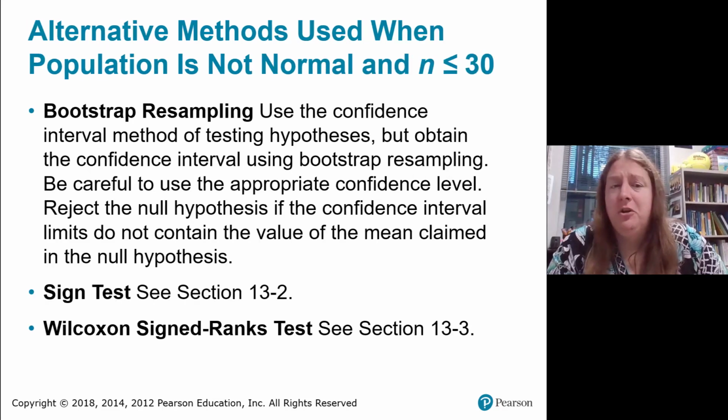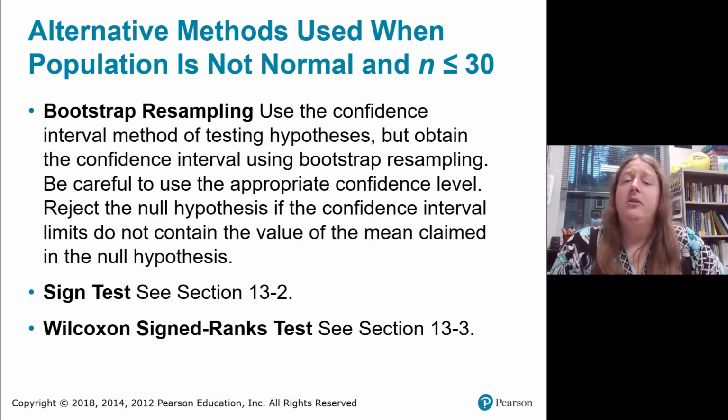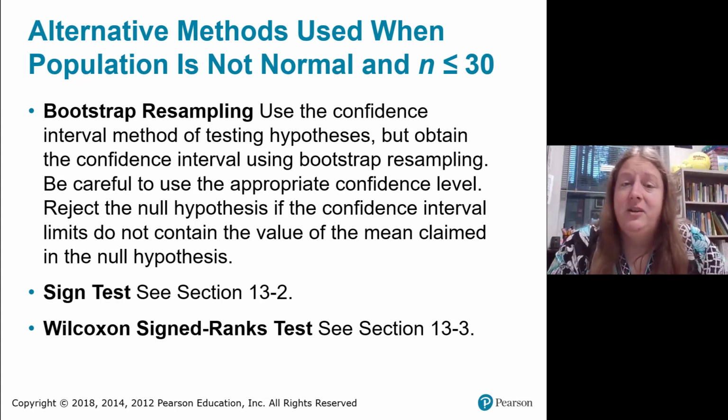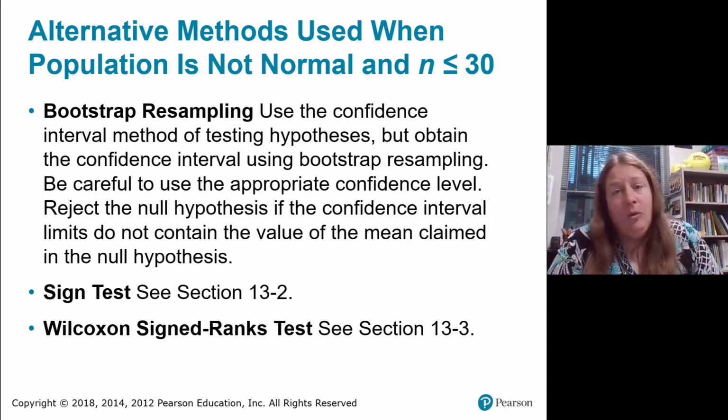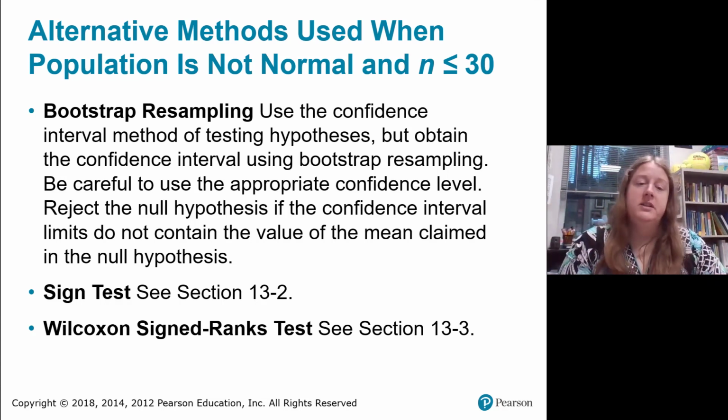And I just want to let you know that if the population is not normal and the sample size is less than or equal to 30, there are options out there. There's bootstrapping, there's a sign test, there's the Wilcoxon signed ranks test. All of those things are beyond the scope of our course, so don't worry about them, but I want you to know that they exist.